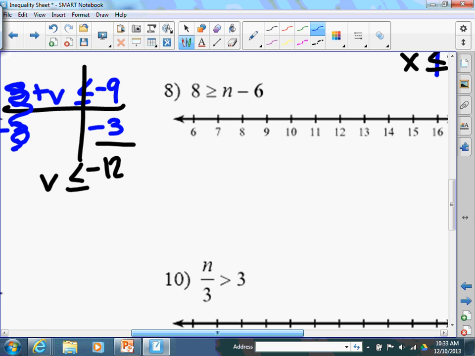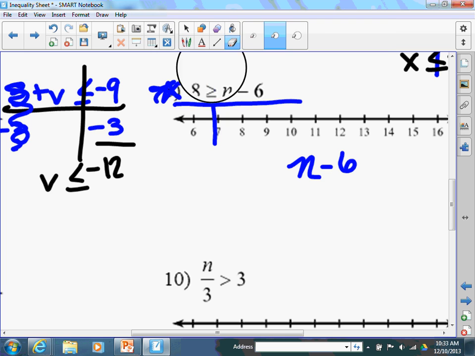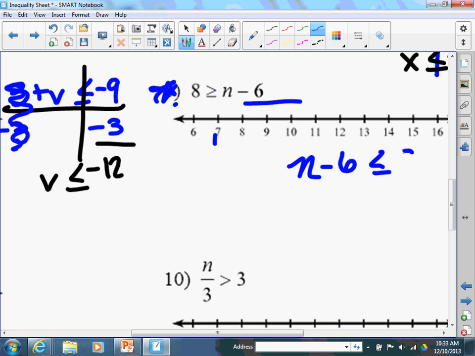First check. When I draw my T, is my variable on the left-hand side? No. So we have to rewrite. So I'm going to come over here and rewrite it. N minus 6. I've got to flip that symbol. There we go. And now we draw our T. Is there a negative in front of the variable or below the variable? No. Okay, we're ready to roll.